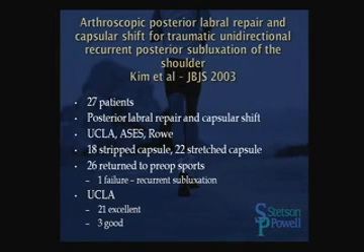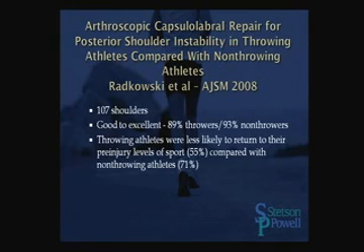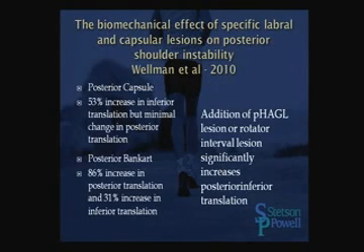Kim in 2003, 27 patients, UCLA, ACS, and Rowe scores. 18 had a strip capsule, 22 had a stretch capsule, 26 returned to pre-op sports, and 1 failure with those UCLA grades. Jim Bradley reported on a prospective study of 100 shoulders. Unidirectional instability had a subset of 51 contact athletes at 27 months. Contact athletes had the same outcome, with 89% returning to sport, with 67% to the same level. So there is a diminution in an athletic population. Radkowski in 2008, 107 shoulders, good to excellent, 89% in the throwers, 93% in the non-throwers. But throwing athletes were less likely to return to their pre-injury levels of sport at 55% compared with non-throwing athletes.